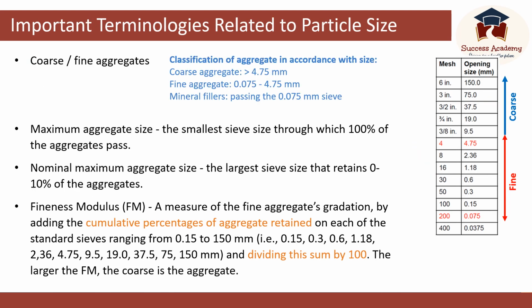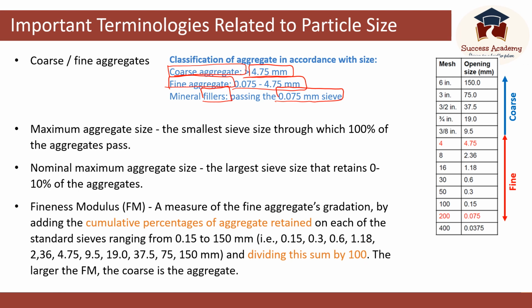Let's look at some terminologies related to particle size. According to the size, we can categorize aggregates into three groups: coarse aggregates, fine aggregates, and fillers. Sizes higher than 4.75 mm, we categorize them as coarse aggregate. Sizes in between 0.075 to 4.75 mm, we categorize them as the fine aggregates, and sizes less than 0.075, we categorize them as the filler.